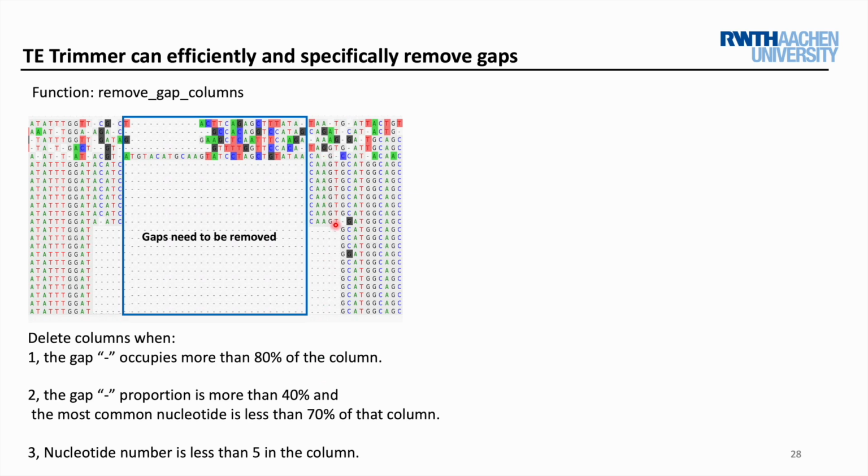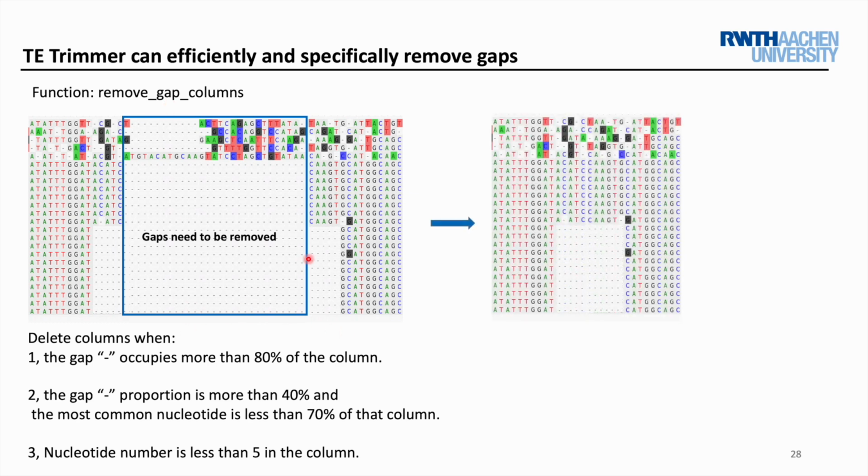Same for this column. This is guanine. And the guanine is predominant in this column, occupying more than 70% of it, so this column will be kept. It will also check the gaps: if a column has less than 5 nucleotides, that column will also be eliminated. Then you can go from this situation to here. You can modify those two parameters with two options in TEtrimmer. One is called gap threshold, and one is called gap nucleotide threshold.